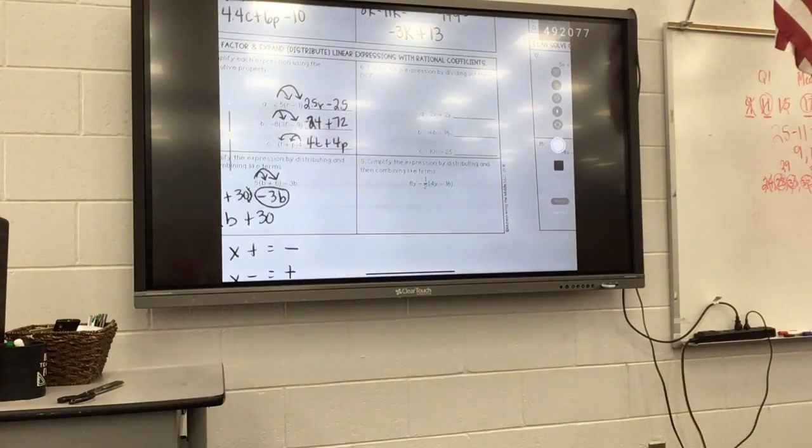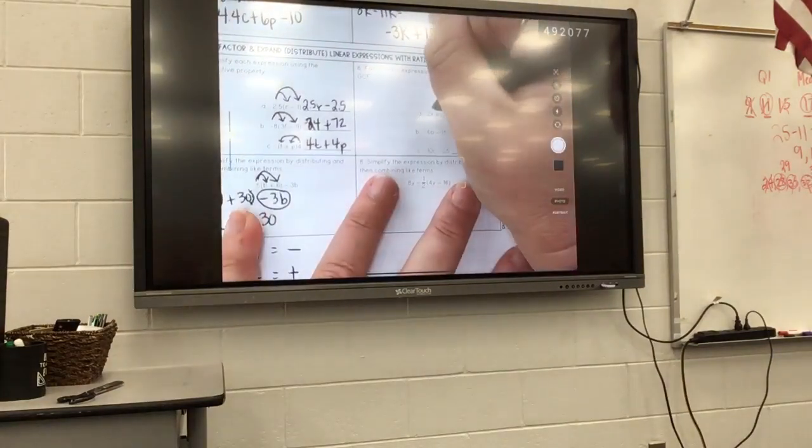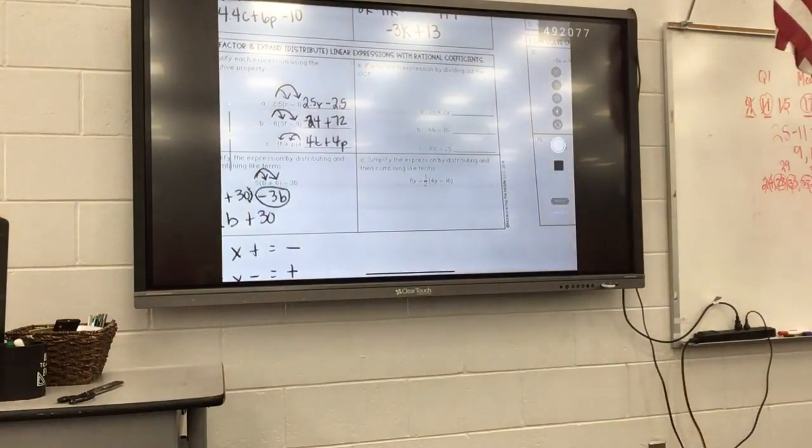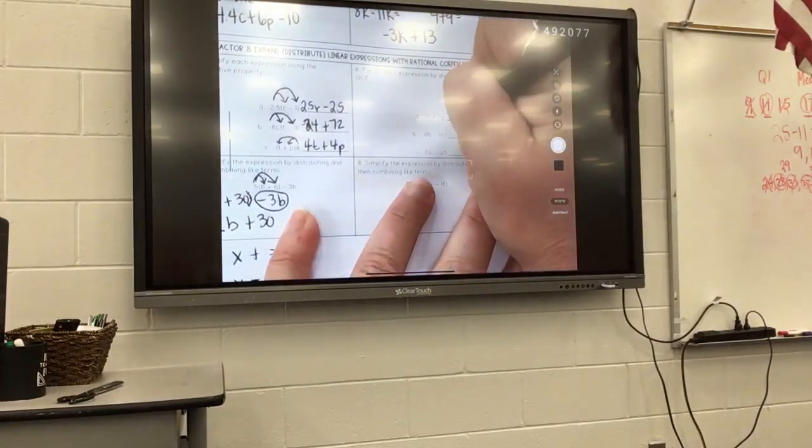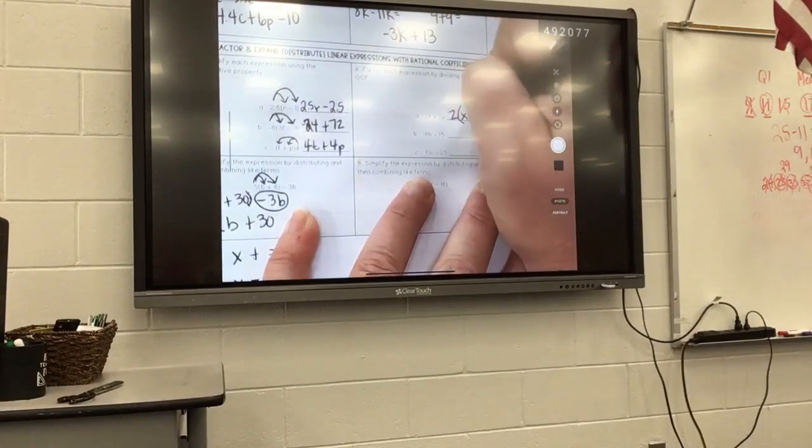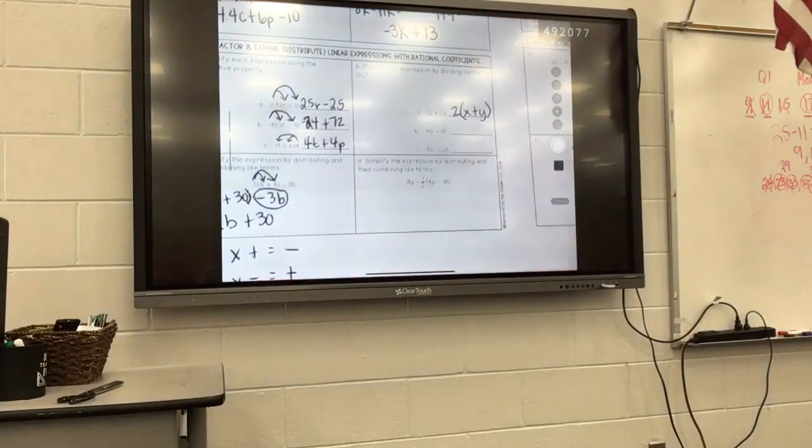It says factor each expression by dividing out the GCF. So if we're looking at 2x plus 2y, what number can go into both 2 and 2? Are you sure? I thought it was 8. My bad, so did I. All right, so 2 goes on the outside, and then you have x plus y on the inside.